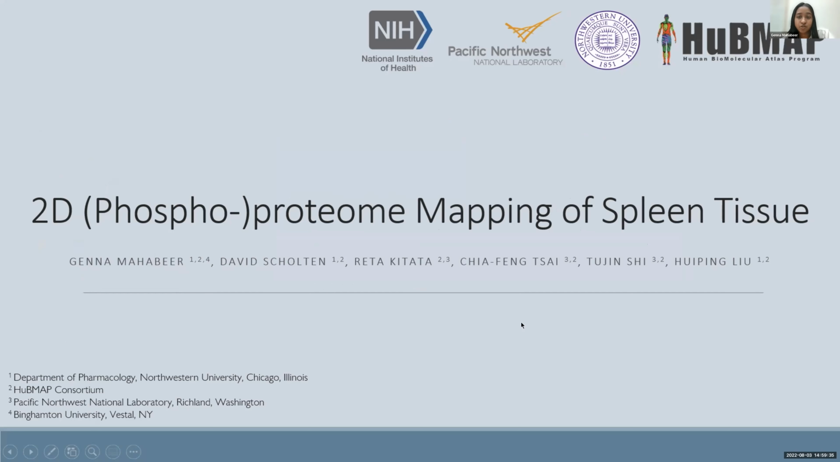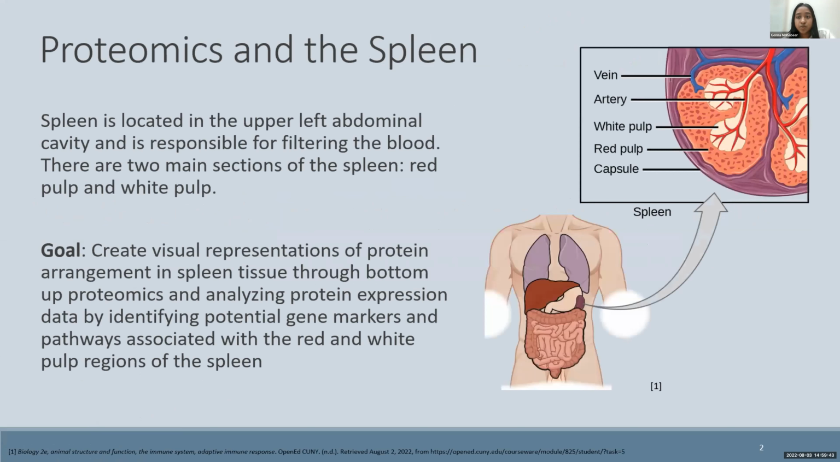I'm here at the Northwestern University Lab, and today I'm going to be presenting my project on 2D phosphoproteome mapping of spleen tissue. So the spleen is located in the upper left abdominal cavity and is responsible for filtering the blood. There are two main sections of the spleen, the red pulp and the white pulp.